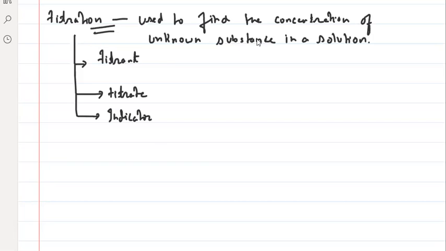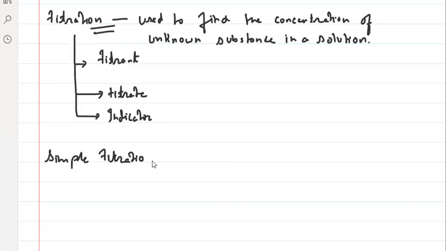Titrant is basically the compound whose concentration we already know, and titrate is the compound whose concentration we want to find. Now let's see one problem. So this is simple titration.